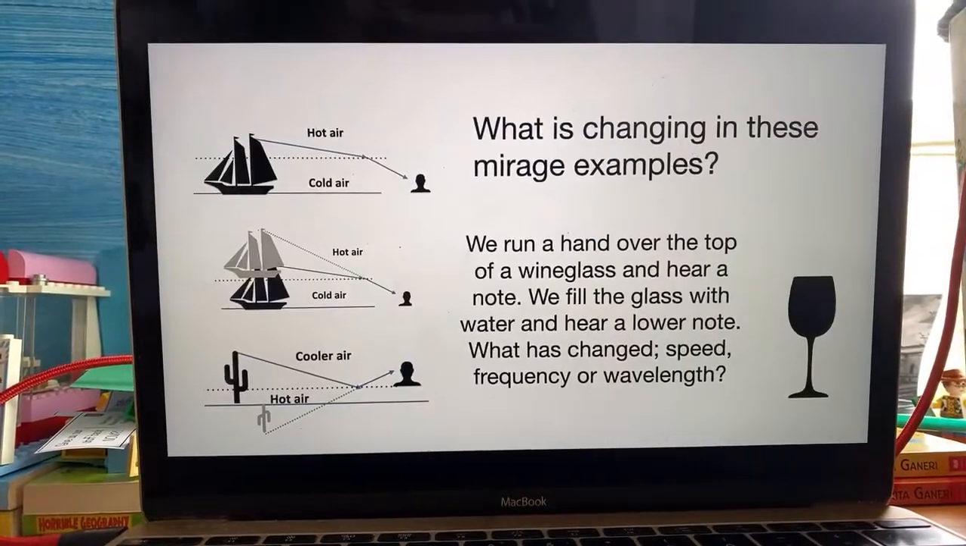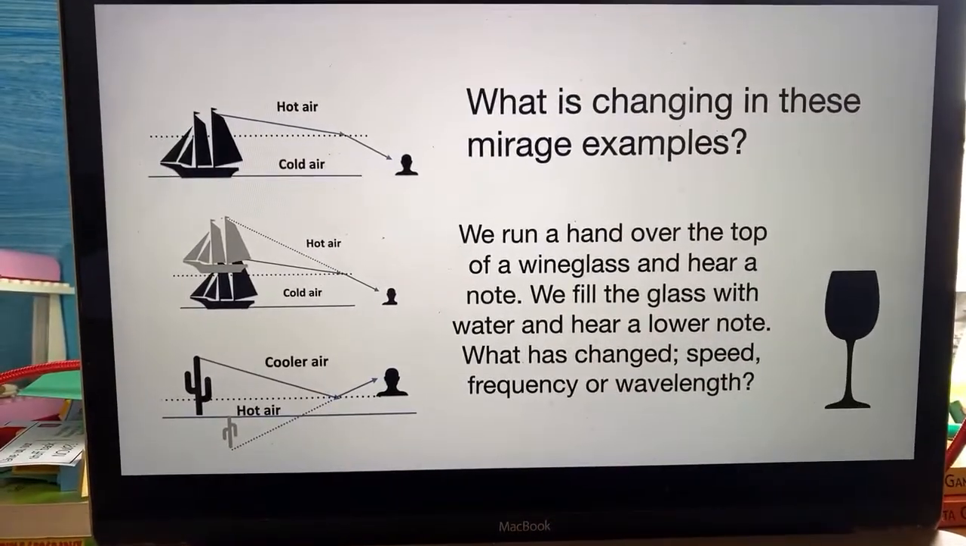Right, have a go at these then, please. What is changing in these mirage examples? Speed, frequency or wavelength, or a combination of the three. And also, back to this activity we did in our sound lesson. If we run a hand over the top of a wine glass and hear a note, and then we fill the glass with water, because we did, we hear a lower note, what has changed? Is it speed, frequency or wavelength? Or hopefully you're thinking, well, it must be a combination, because if you change one, the others have got to change.